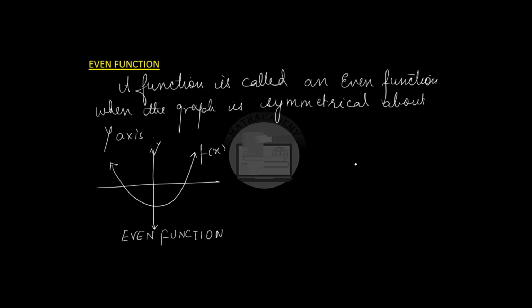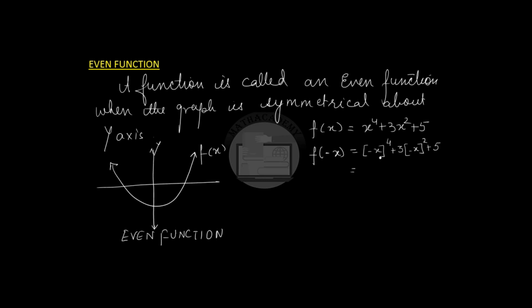Now, how do we test whether a given function is an even function without actually plotting it? So suppose we have f of x as x to the power 4 plus 3x square plus 5. Now let us try to find f of negative x. If we have to find f of negative x, we will replace all the x by the negative x. So we will do negative x raised to the power 4 plus 3 times negative x raised to the power 2 plus 5. It's a constant term.